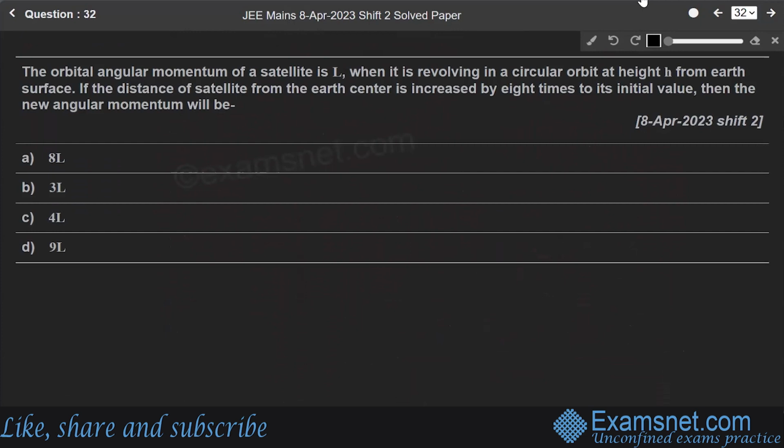Now, moving towards our next question, question number 32. The question says that the orbital angular momentum of a satellite is L when it is revolving in a circular orbit at a height h from the Earth's surface. If the distance of the satellite from the Earth center is increased by 8 times its initial value, the new angular momentum will be. So this question is directly from the atomic and nuclear physics chapter.